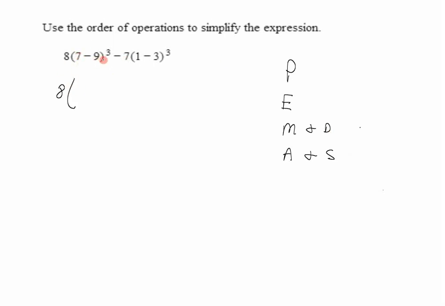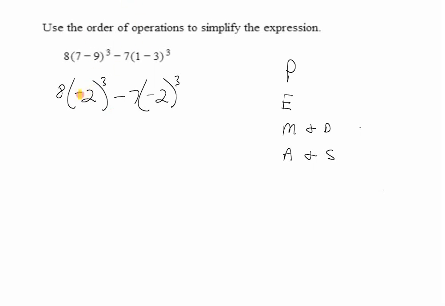7 minus 9 is going to be negative 2 cubed minus 7. And then parentheses here, 1 minus 3 is also negative 2 cubed. All right, now we'll do exponents. Well, we have two sets of exponents to do here.